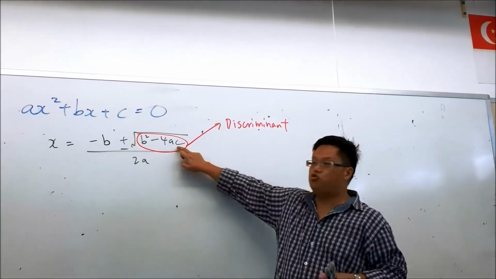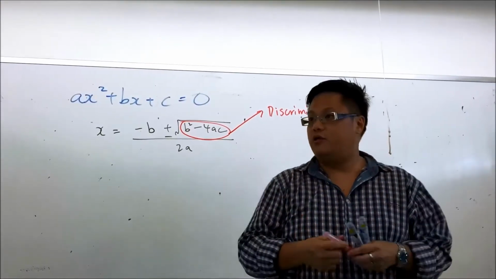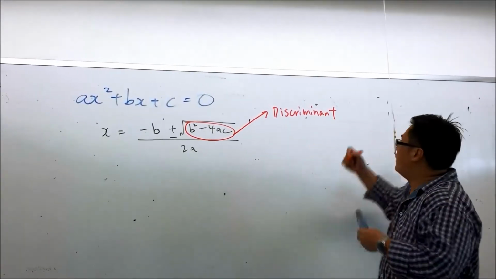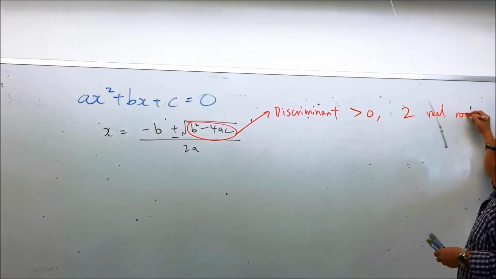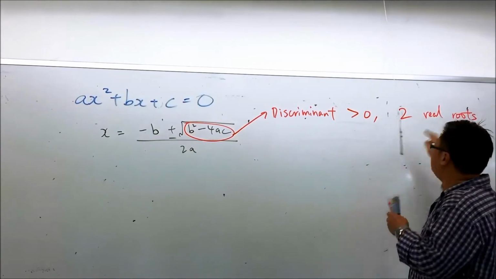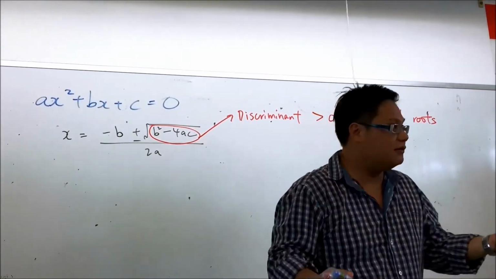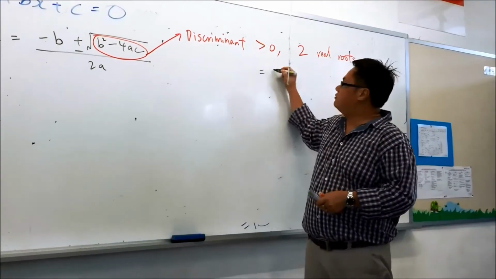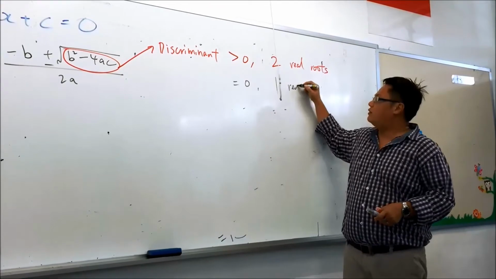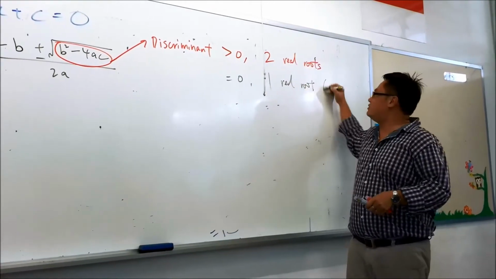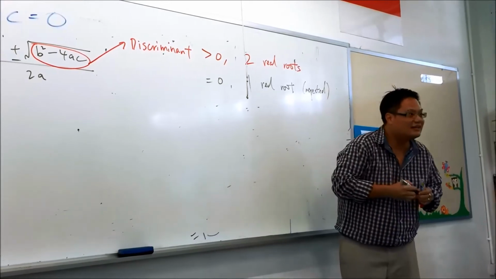Every time when the discriminant is positive, you end up with two roots. When this is greater than zero, you have two real roots. When we say real, what we mean is you have two roots that are real numbers. When your discriminant is equal to zero, do y'all know that you have only one real root? It is actually a repeated root.